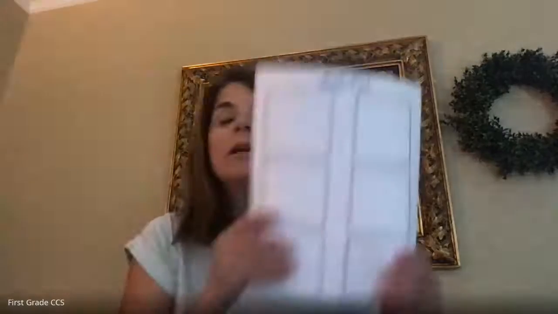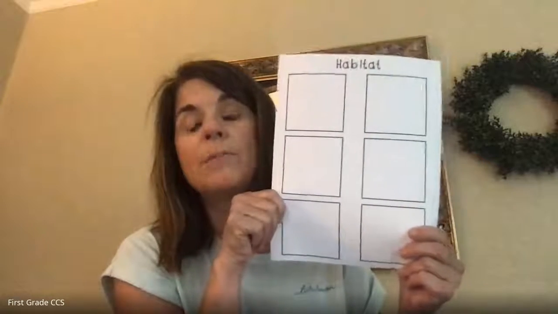So I want you to use 2 different resources, either 2 different websites or a book and a website or 2 books. So once you find your animal and you know what you're going to research and investigate, we are going to start using these 3 papers, okay?